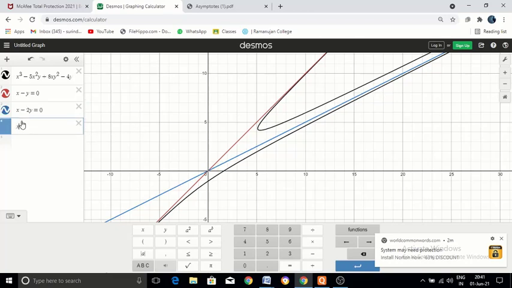Then the third, x minus 2y plus 1 equal to 0. This green line is again an asymptote because it is getting closer and closer to this branch of the curve. So these are three oblique asymptotes to the given curve. With this, I think the oblique asymptotes are clear to you. Thank you.